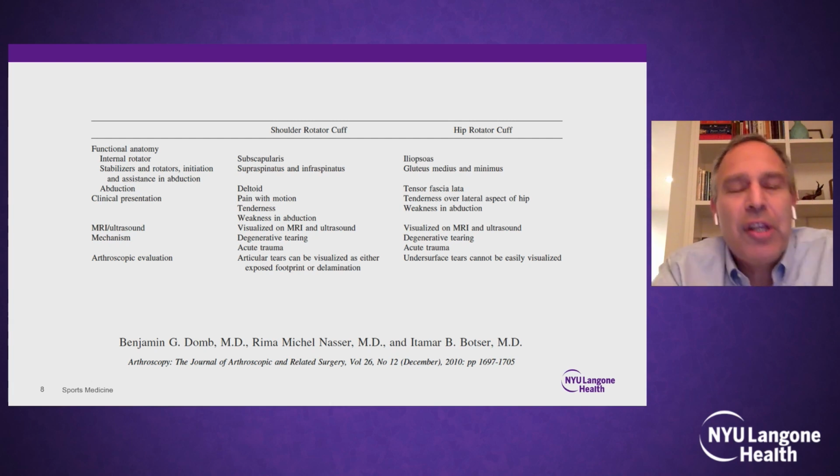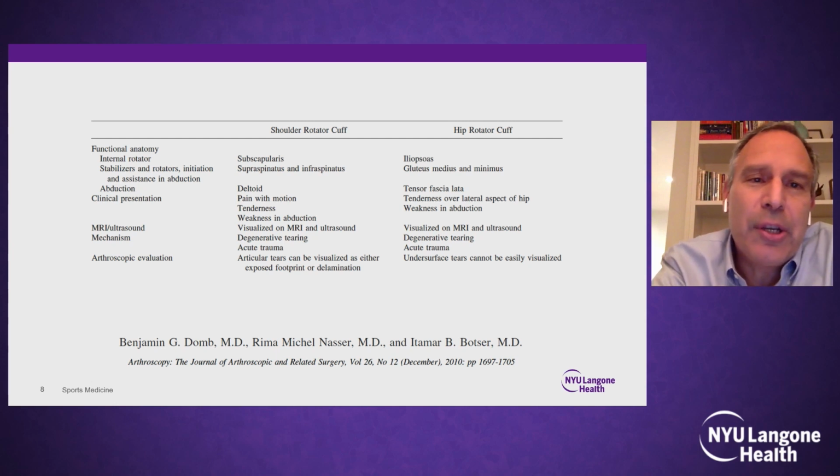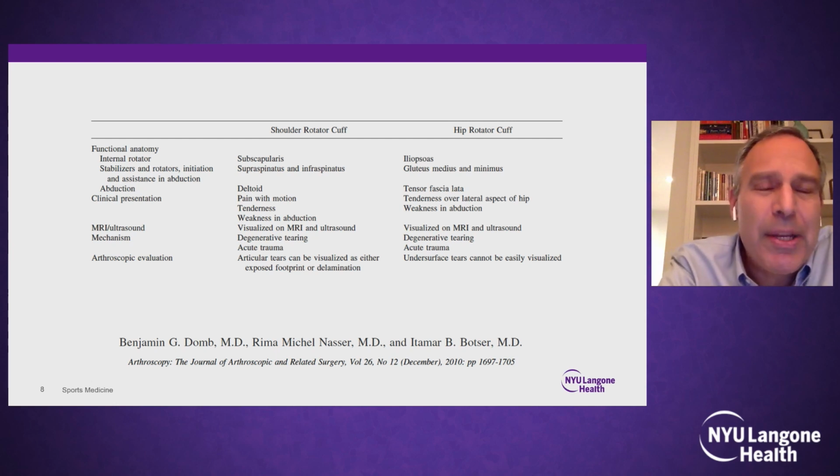For treating partial thickness tears, you may go in there endoscopically and you'll see that there's no tear. But if you start splitting the medius or the minimus, you'll quickly see that there's some uncovering, much like a PASTA or articular-sided supraspinatus tendon tear in the shoulder. So it quickly opens up the whole window.